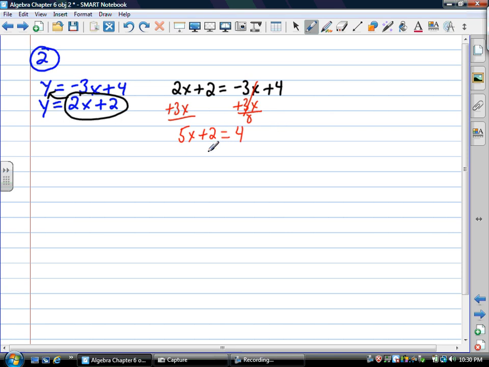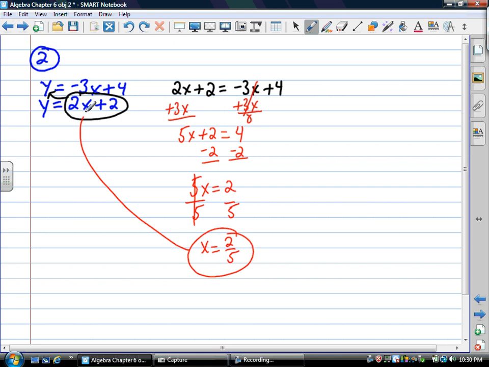Nice simple two-step equation. Subtract 2 from both sides of the equation. I wind up with 5x is going to be equal to 2. Divide by 5 on both sides of the equation. x is 2/5. Well, if x is 2/5 and I still want to find y, I have to substitute and replace. So I'm going to replace in either one of these two equations. I'll use that first equation to find y.